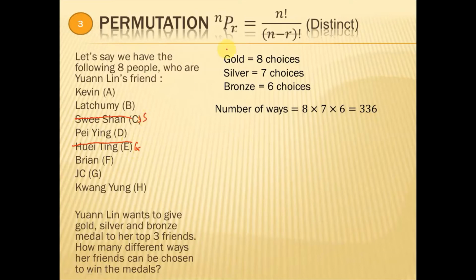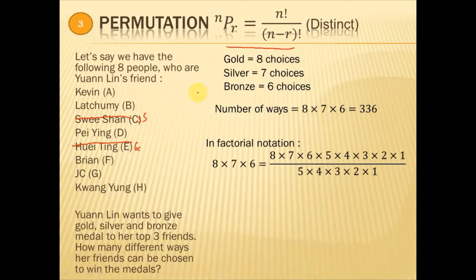So, now I want to show you macam mana kita boleh dapat this formula. Okay. So, ini I just show you. Sebenarnya you tak perlu hafal pun. All you need to hafal adalah you boleh tekan calculator. Itu je. Okay. So, in factorial notation, 8 times 7 times 6 is going to be 8 times 7 times 6 sama dengan 8 times 7 times 6.